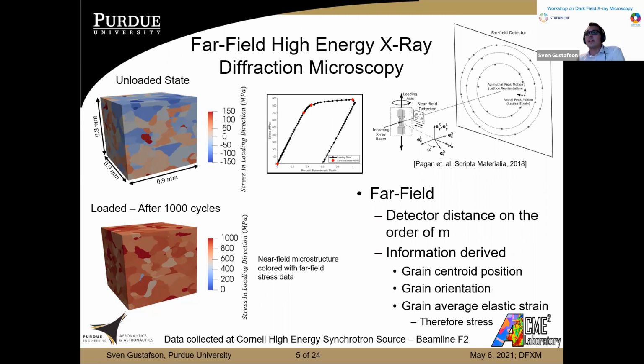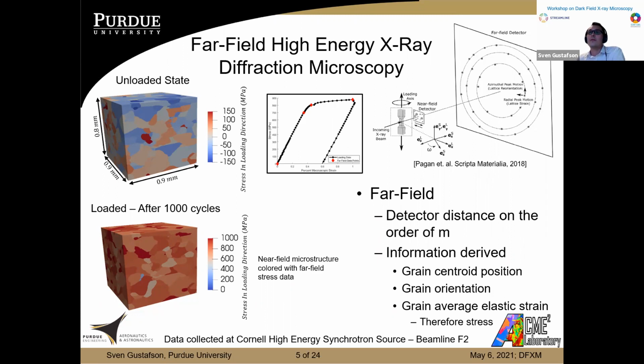Afterwards, we took scans at 10, 100, 1,000 cycles to be able to see how those stresses evolve within the material. So far field, we place the detector further away. We get much higher angular resolution, similar to what you can see in dark field. And from that, we can get grain average statistics. And if you have the correct material properties, the stiffness components, you can take elastic strain and convert it to stress.